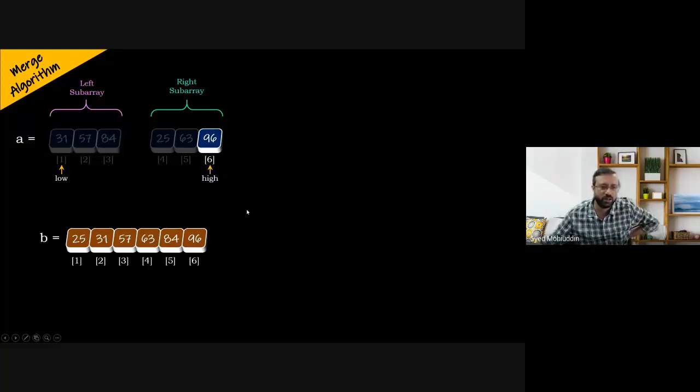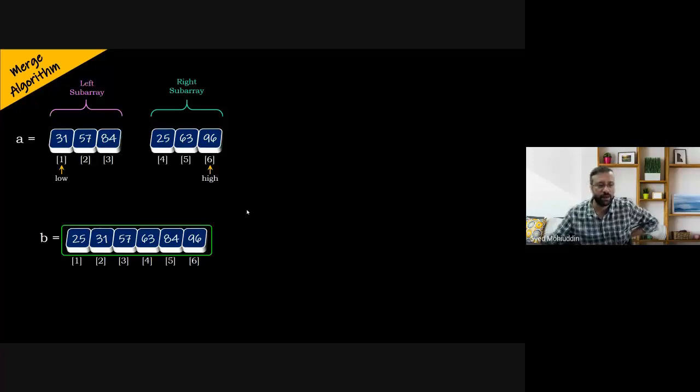So this is how merging happens, not merge sort, merging happens. Now, once all the elements are compared and stored in the temporary array B, whom are we merging? Two sorted arrays. And the result of merging two sorted arrays is a sorted array, which is stored in array B.